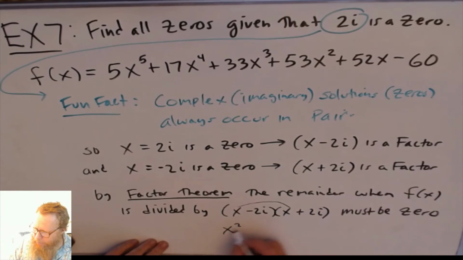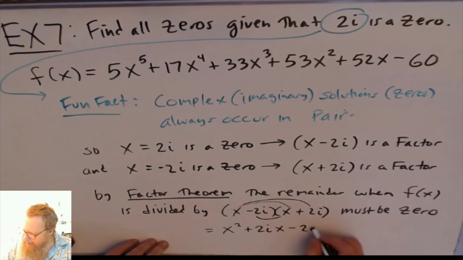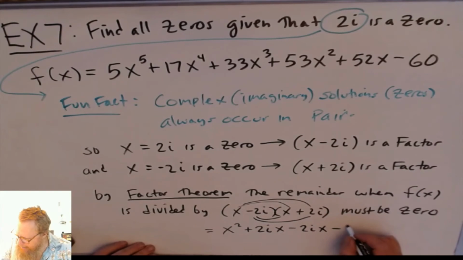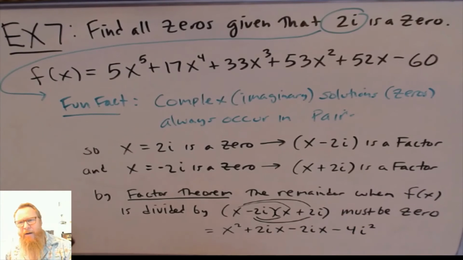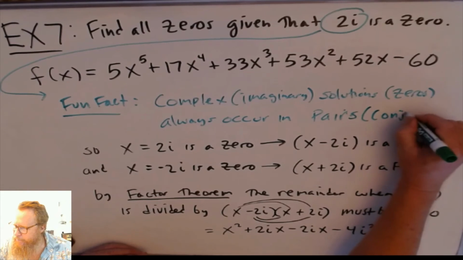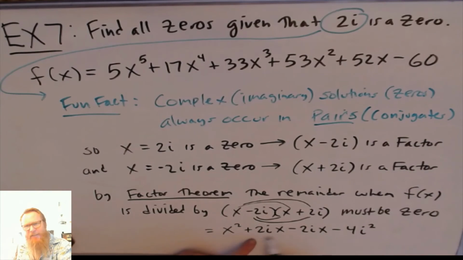We get x squared plus 2ix minus 2ix minus 4i squared. This always happens with conjugate pairs. That's what these are called. The pairs are called conjugates. And so whenever you have conjugates, the middle terms always cancel out.